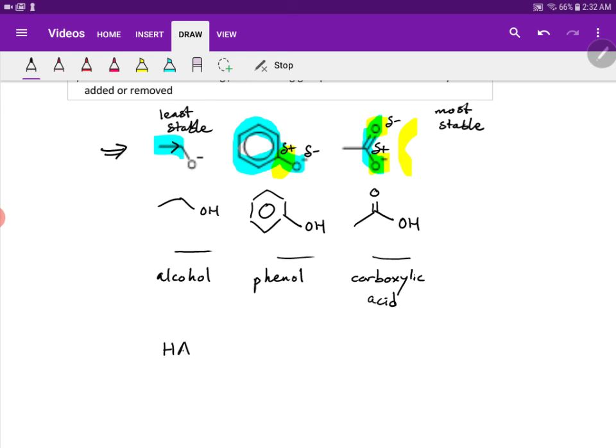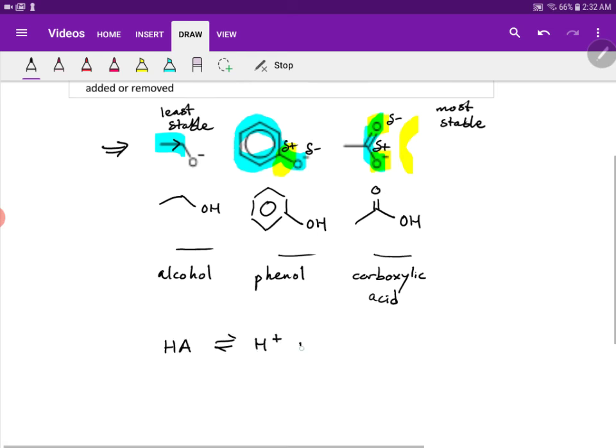So this is our expression for an acid. It dissociates to form H plus and A minus. This is the conjugate base here. The more stable it is, the more the position of equilibrium will lie towards the right, and this gives you a higher concentration of H plus. And because you have a higher concentration of H plus, this becomes more acidic.